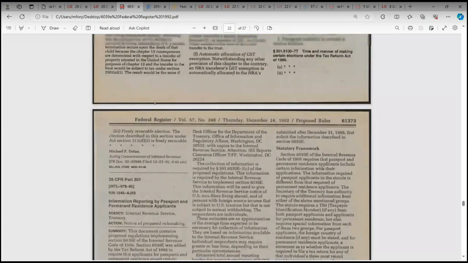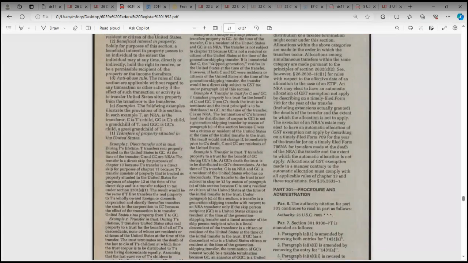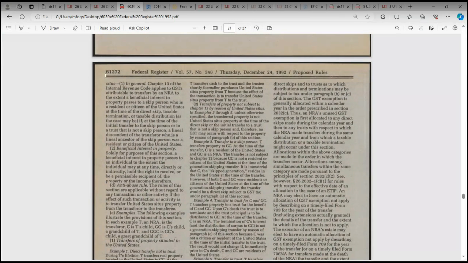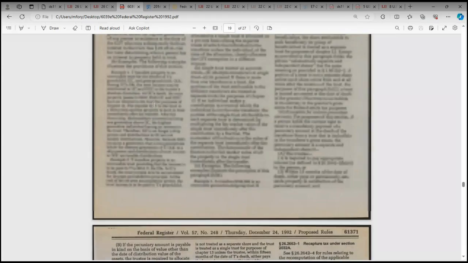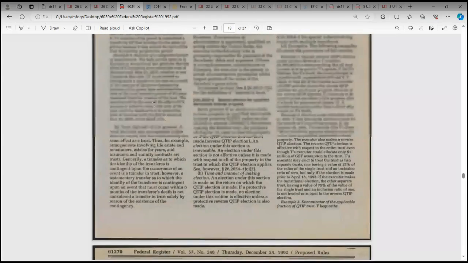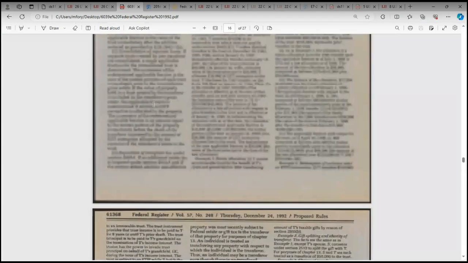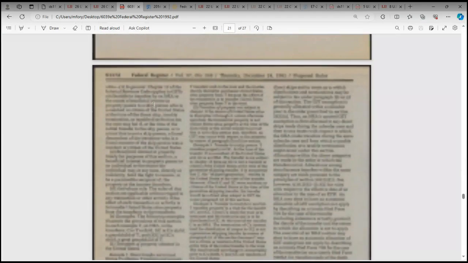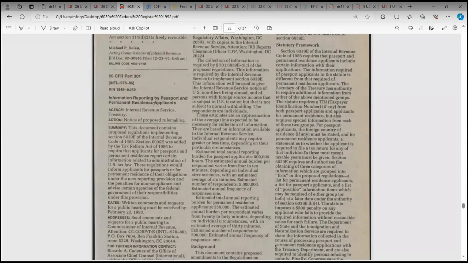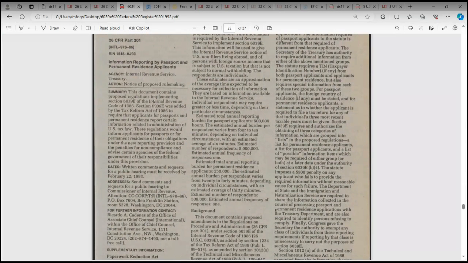It's up higher, right? It's this page right here. 61,372 is the page. It's not up here. No, that's different. Okay, so I'm right. All right. I'm not going to read all this. I'll leave this up to you.